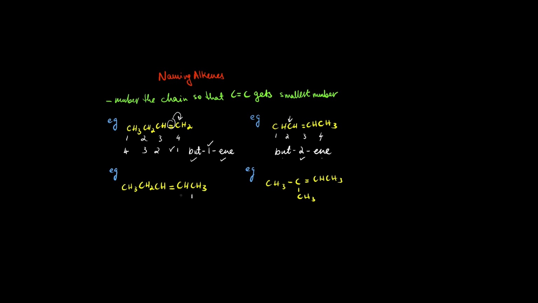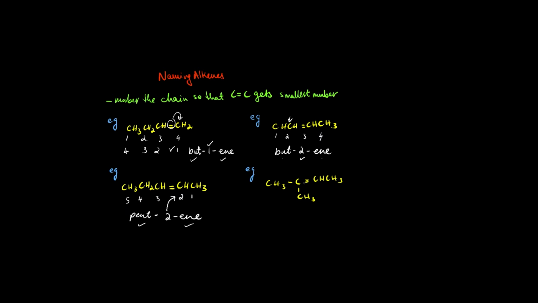Now we should number this from the right hand side so that the double carbon-carbon bond gets the smallest number. The name of this compound should be pent-2-ene. Why is the 2 there? Simply because it's on the second carbon. Pent because it is 5 carbons in the longest chain, and ene because it is an alkene.